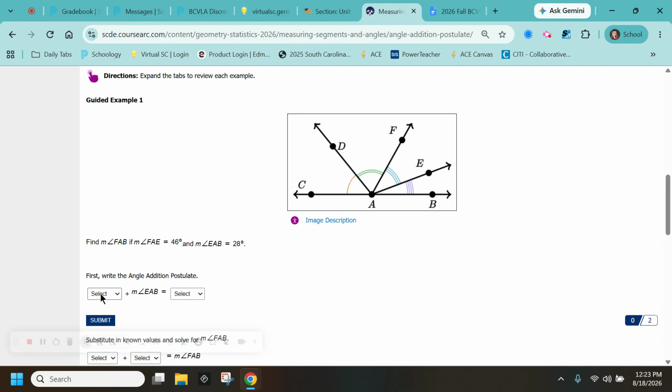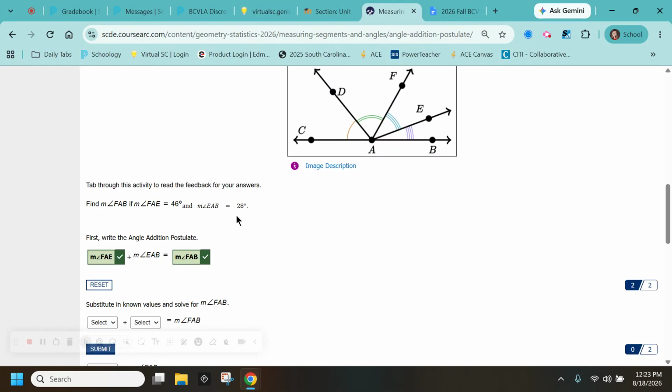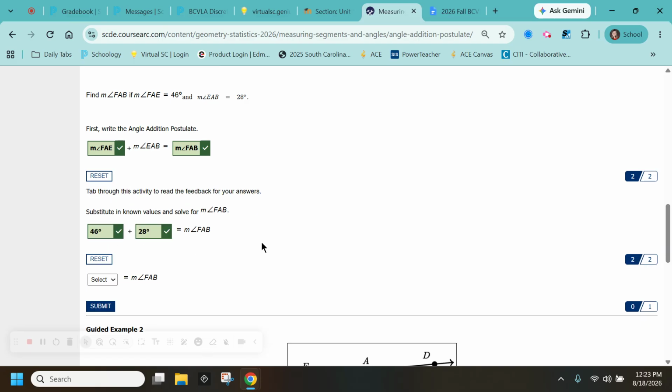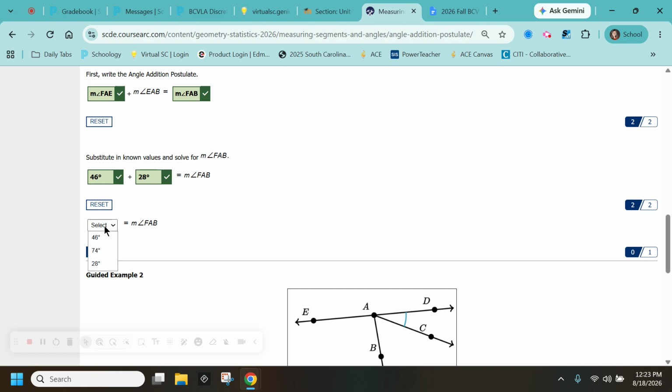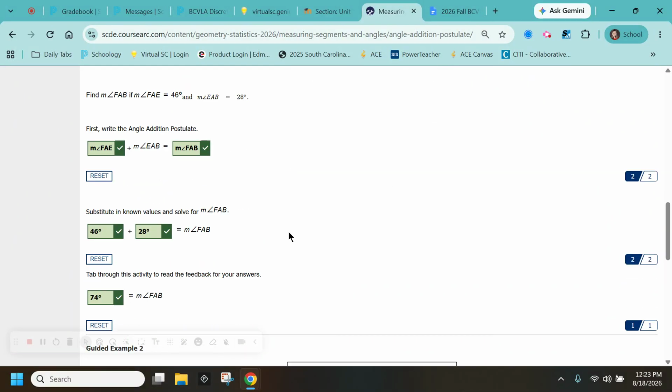So we're going to write the angle addition postulate first. So the measure of angle FAE, this piece, plus EAB equals the whole thing, FAB. Then we're going to substitute our known values in here. So the problem gives us that FAE is 46 degrees and EAB is 28. So substitute those in. Added together, 46 plus 28 is going to give us 74 degrees as the whole angle FAB.